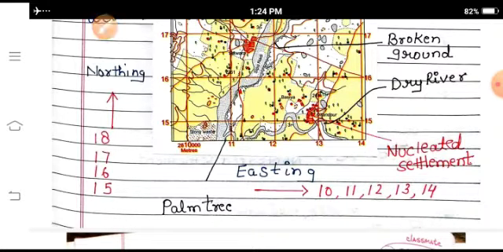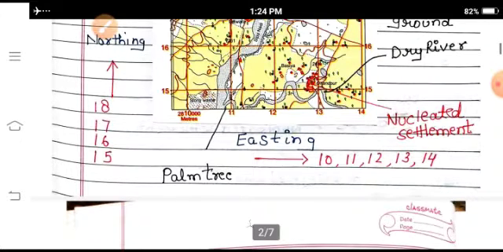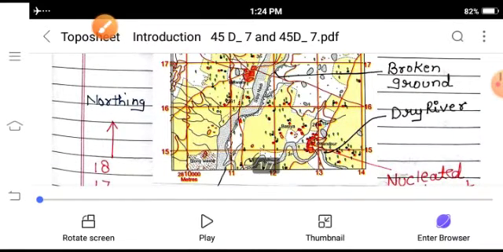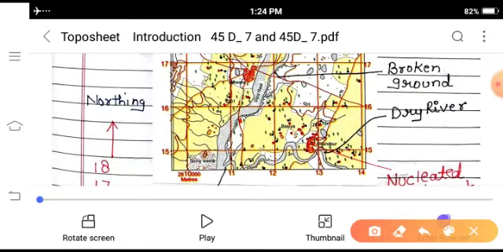Some settlements are there. You can see these are nucleated settlements. The houses are close to each other. Here a number of green symbols and green trees are there, which also show the palm tree.